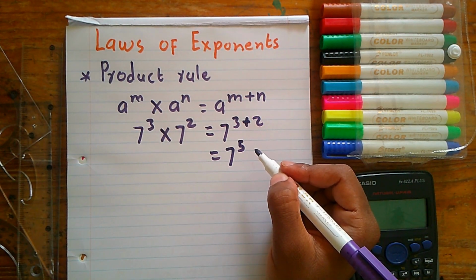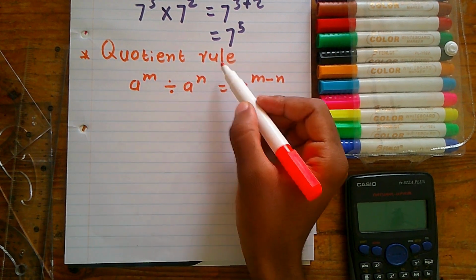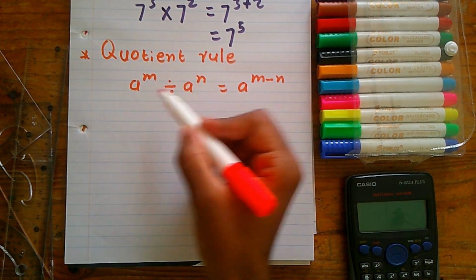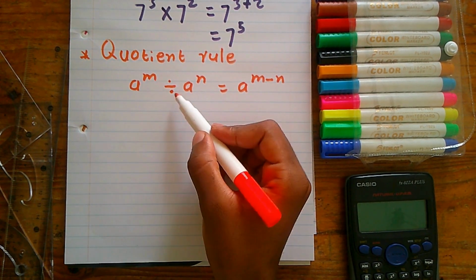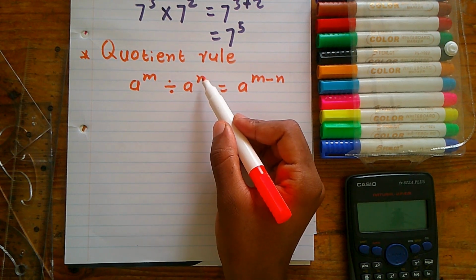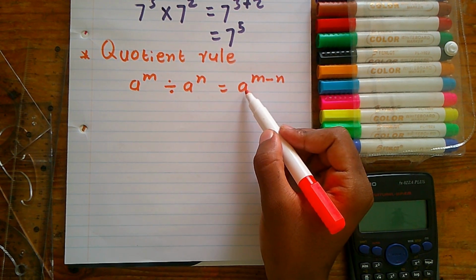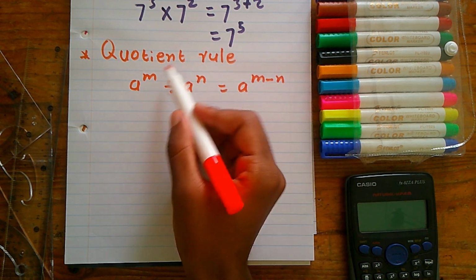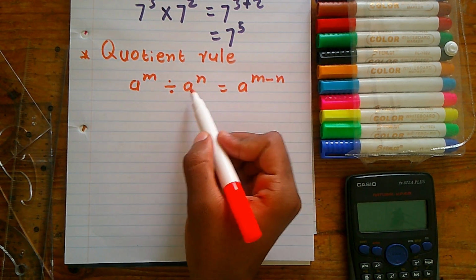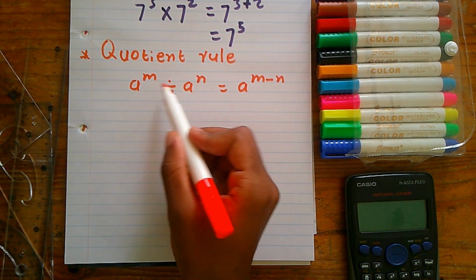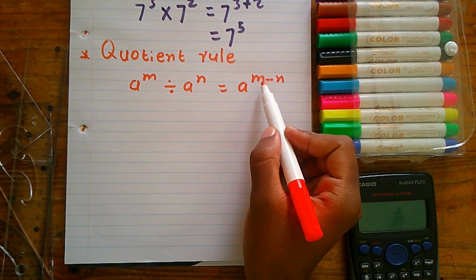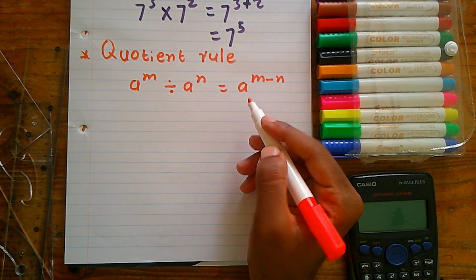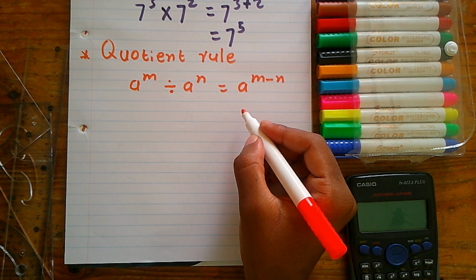Next, we have the quotient rule, and it states that a to the power of m divided by a to the power of n is equal to a to the power of m minus n. What this rule says is that when we are dividing bases which are the same, we are going to subtract the exponents.